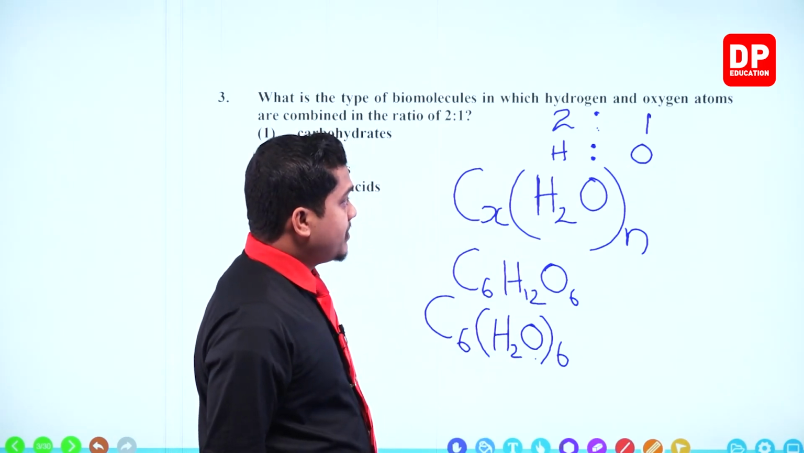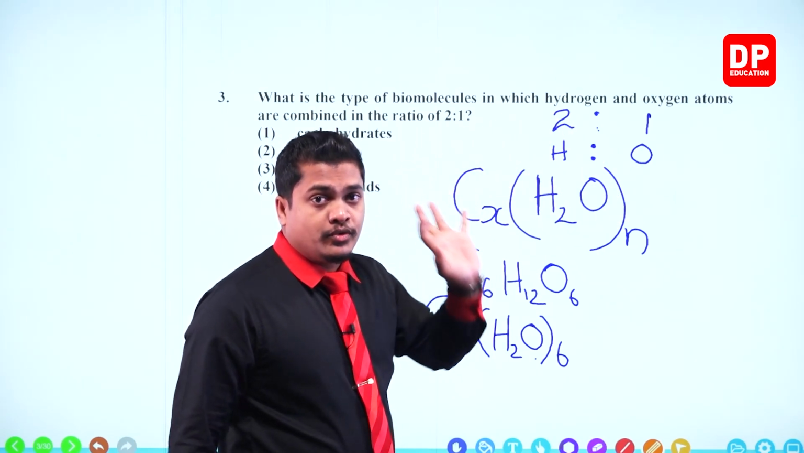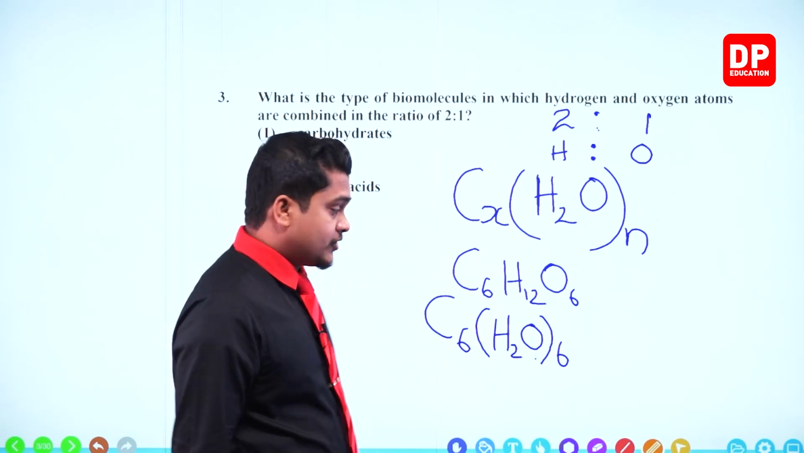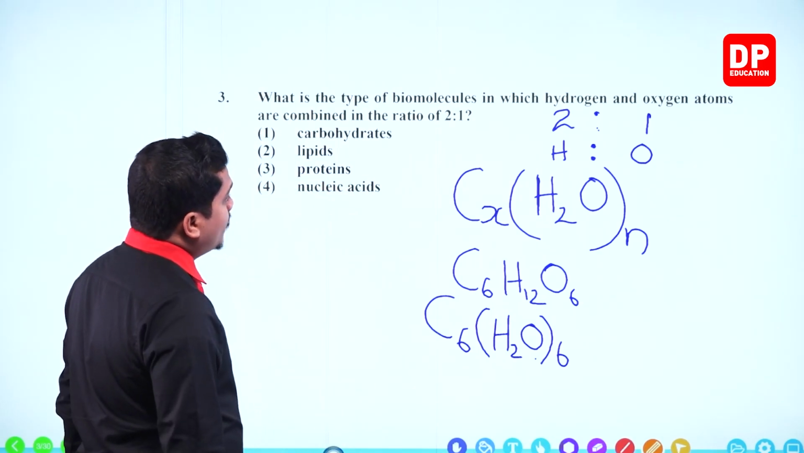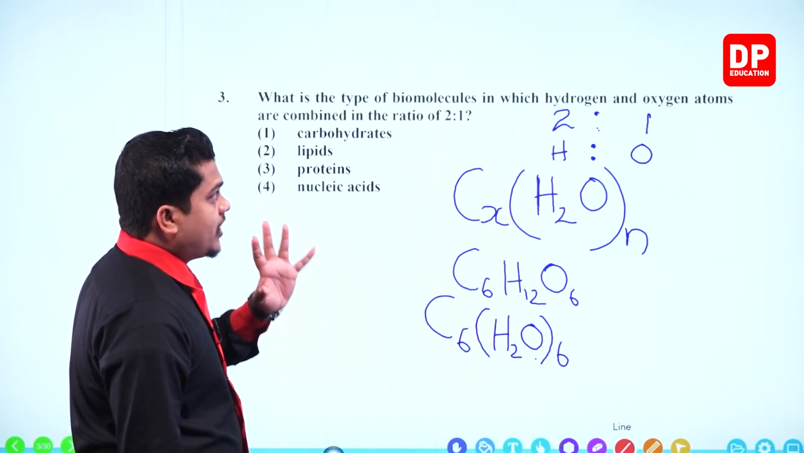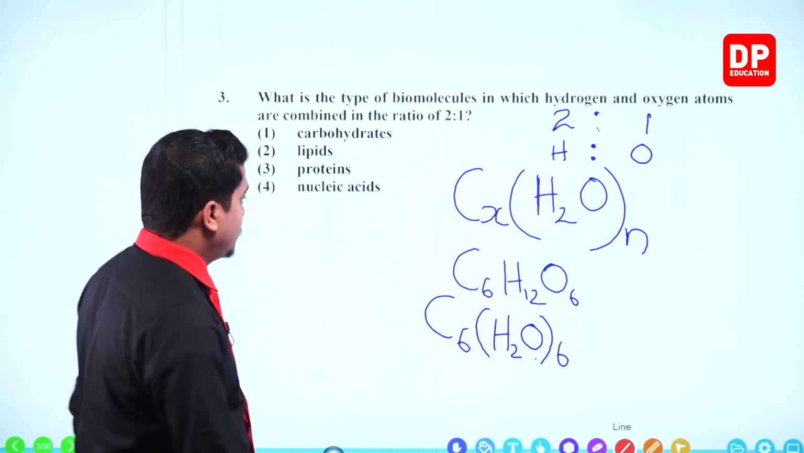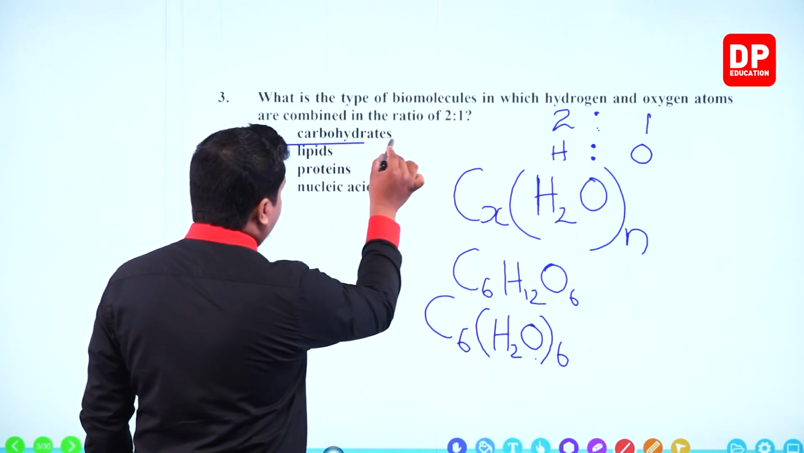So always remember, when you take a certain carbohydrate, the ratio is always 2:1 between hydrogen and oxygen. So our answer should be carbohydrates. That's the biomolecule in which hydrogen and oxygen are combined in the ratio of 2:1. Carbohydrates.